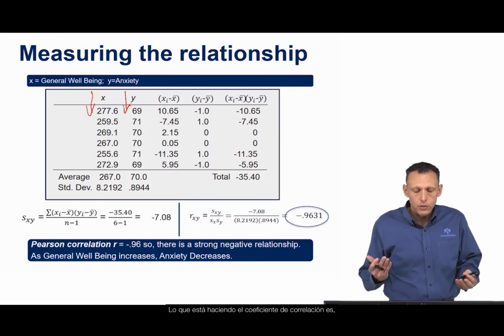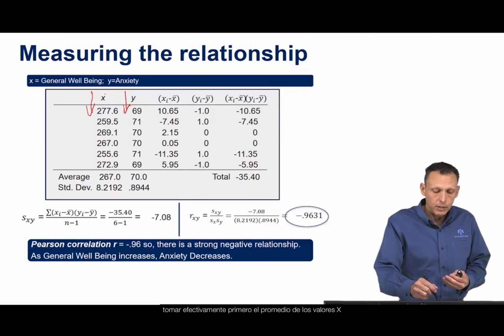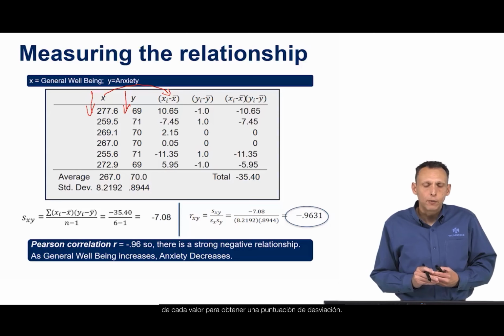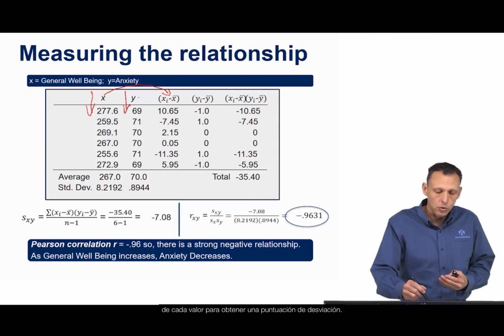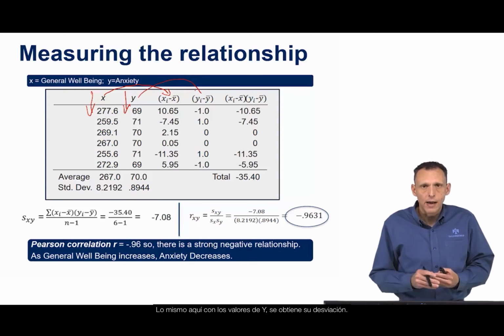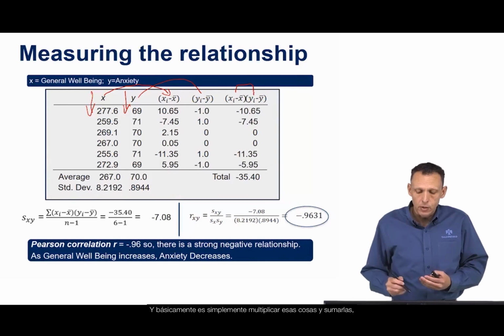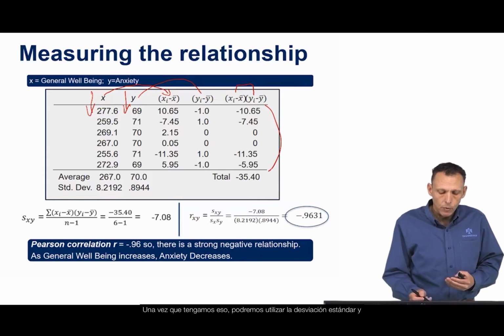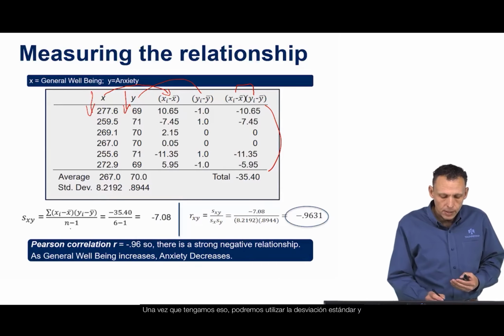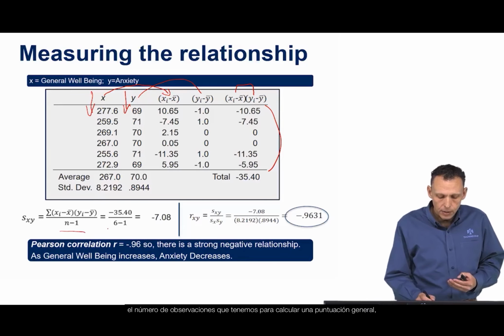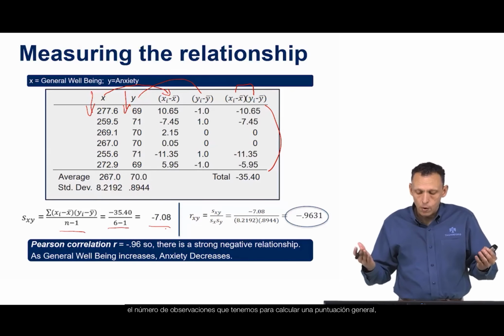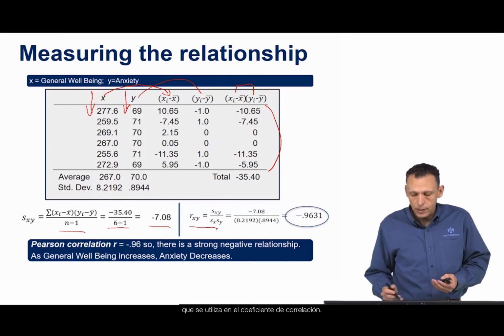What the correlation coefficient is doing is effectively taking the average of the X values away from each value to get a deviation score. Same thing here with the Y values, and get its deviation. And it's basically then just multiplying those things and adding it up so we can get a total. Once we have that, we're able to utilize the standard deviation and the number of observations that we have to compute an overall score, which is used in the correlation coefficient.